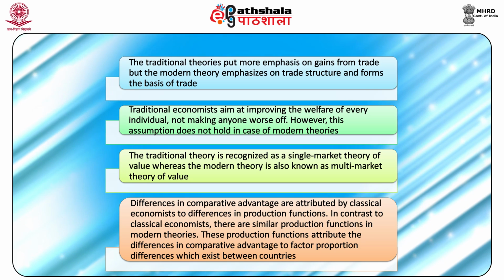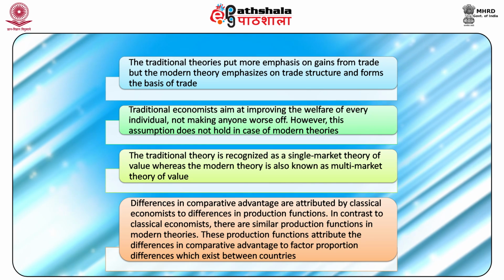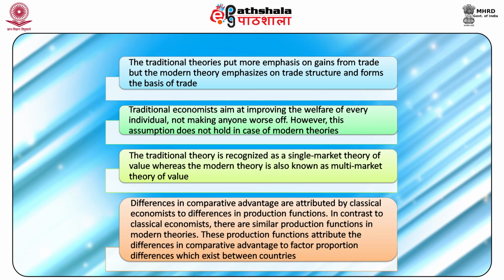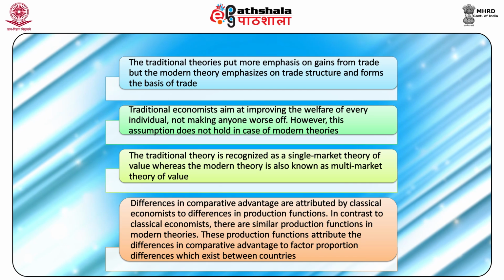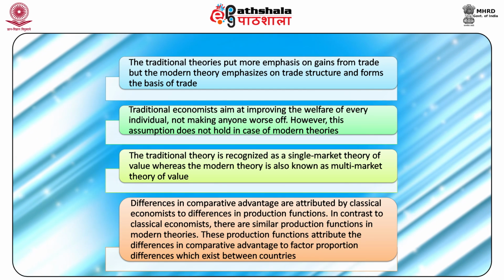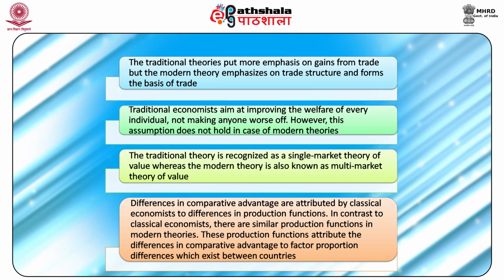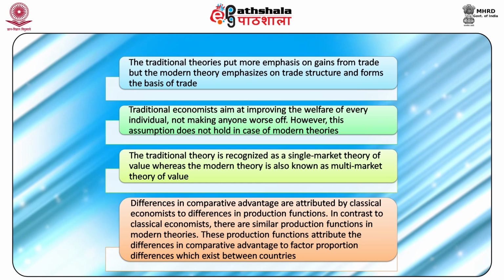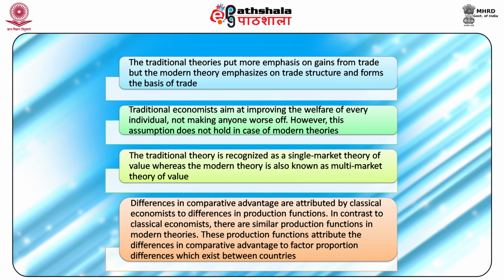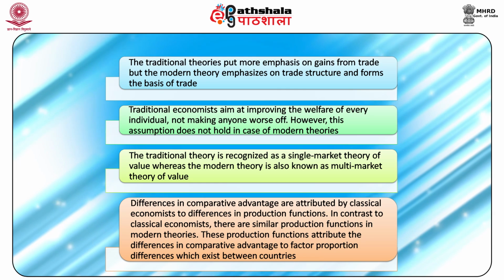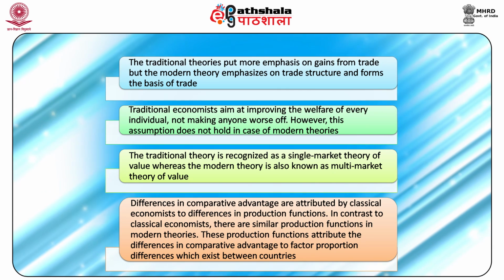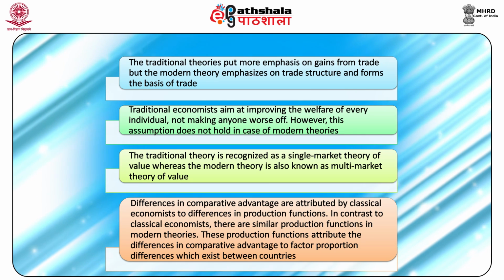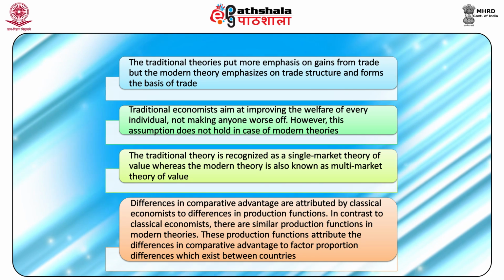The traditional theories put more emphasis on gains from trade, but the modern theory emphasizes trade structure and forms the basis of trade. Traditional economists aim at improving the welfare of every individual, not making anyone worse off. However, the assumption does not hold in case of modern theories. The traditional theory is recognized as a single market theory of value, whereas the modern theory is also known as multi-market theory of value. Differences in comparative advantage are attributed by classical economists to differences in production functions.